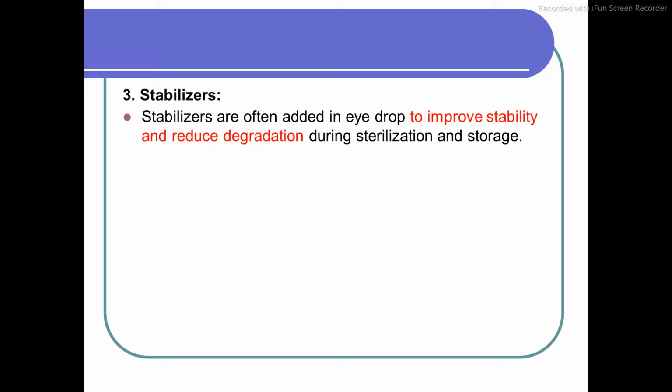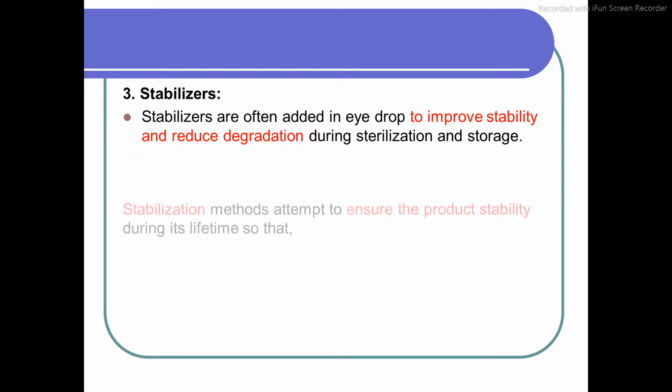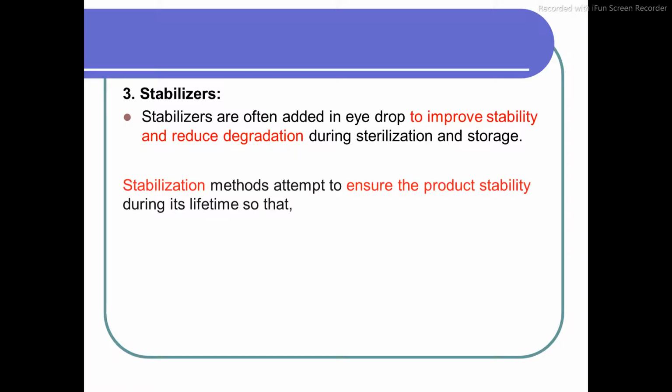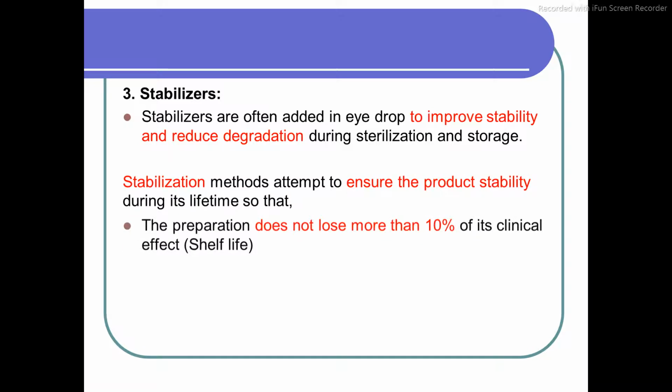If the expiry period is mentioned as 2 years, then up to 2 years your preparation must be stable. It should not undergo any degradation. So various stabilization methods are used to ensure the product stability. First one, the preparation does not lose more than 10% of the clinical effect. Not more than 10% of clinical effect means, suppose initially we have incorporated 100 milligram of the drug, then it is expected that throughout the shelf life not more than 10% of the drug should undergo degradation. Minimum 90% of the drug must remain throughout the shelf life.